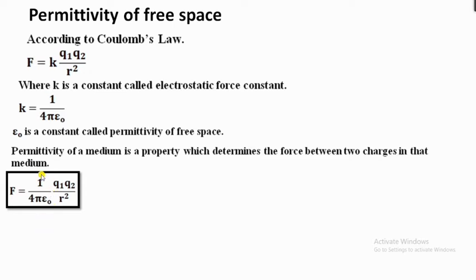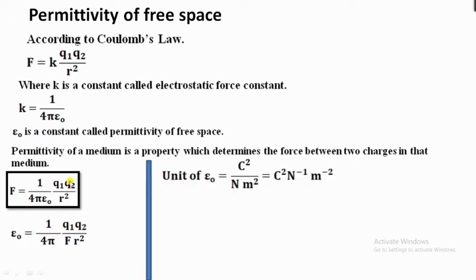Instead of K, we are writing 1 by 4 pi epsilon naught. So in some cases we are using this, and in some cases we are using this. So now you can see, if you take the permittivity this side, you are left with this. Now let's find the unit of permittivity.